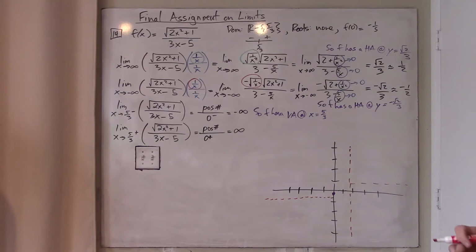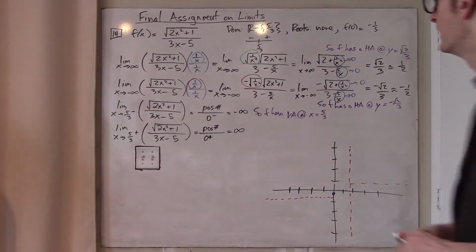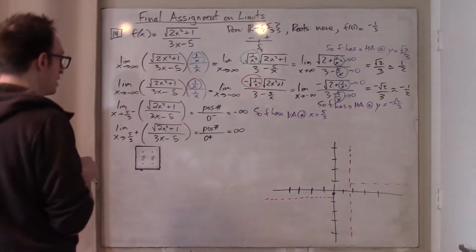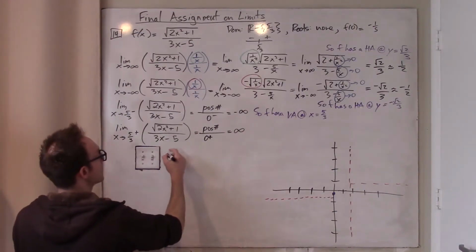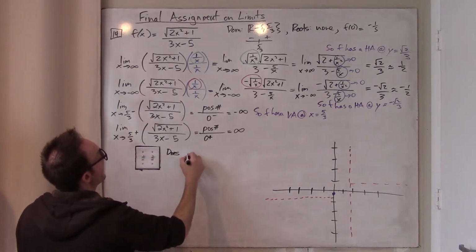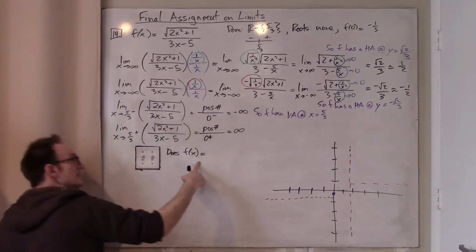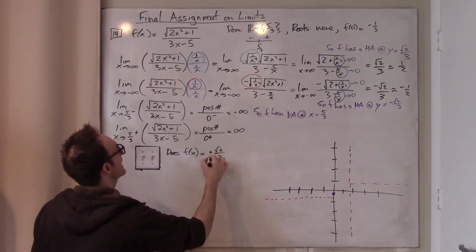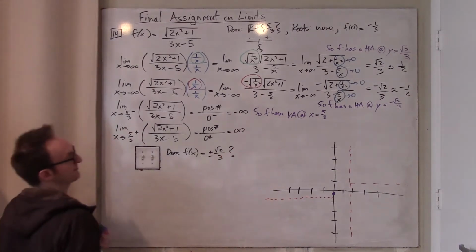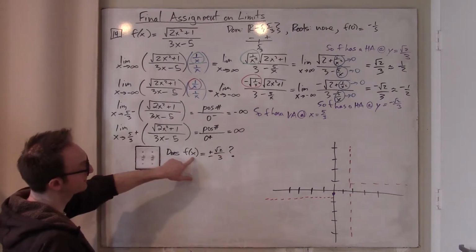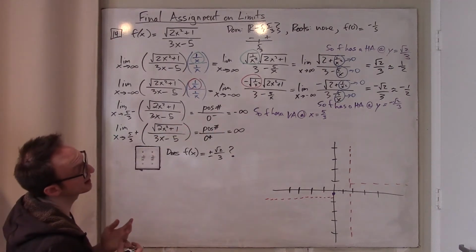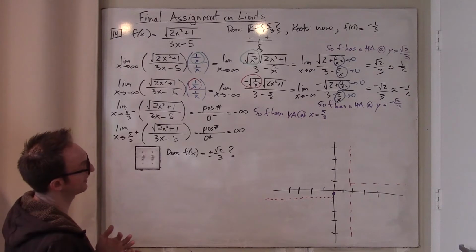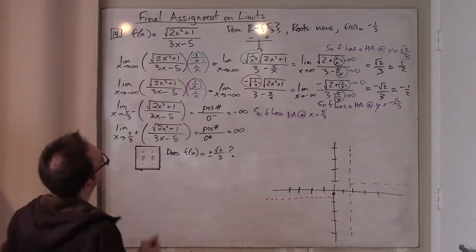So now, what does this function look like? Well, there's one more thing I want to know, and that is, does this function ever cross its horizontal asymptote? Either one. So the question I'm going to pose right now is, does f ever equal root 2 over 3 or negative root 2 over 3? Are there any x values which, when I plug them into this function, give me back either root 2 over 3 or negative root 2 over 3? And I think the answer turns out to be yes.